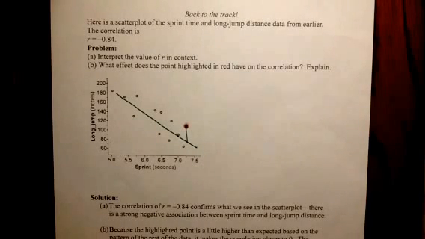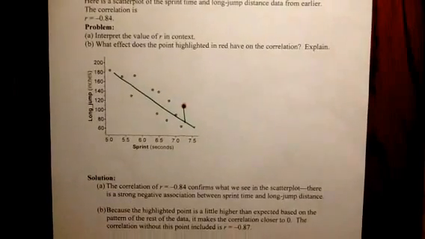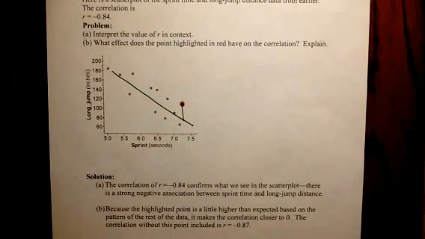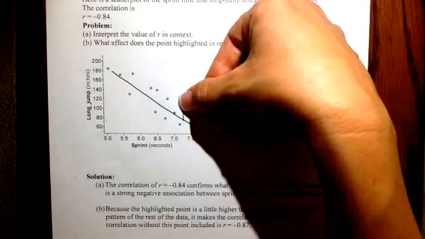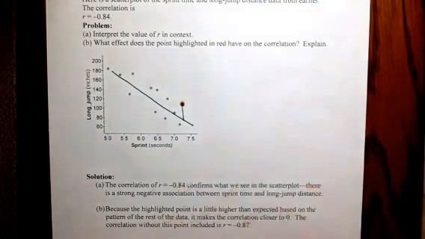Because the highlighted point is a little higher than expected based on the pattern of the rest of the data, it makes the correlation closer to 0. It's pulling it away from being a tight line. The correlation without this point included is r equal to negative 0.87. So if we ran the correlation without that point, we would have negative 0.87 instead of negative 0.84.